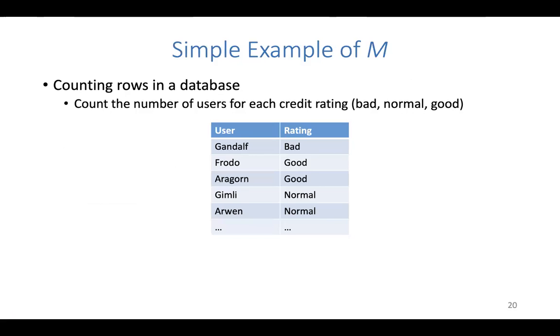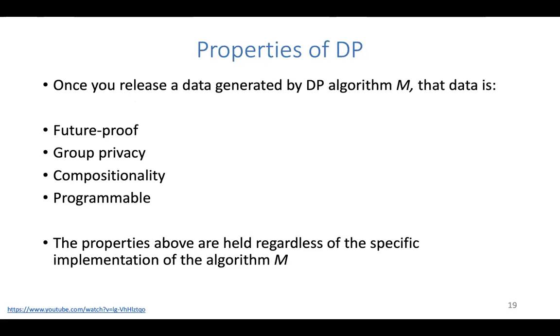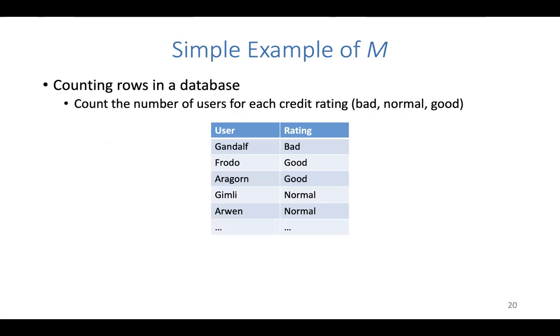So let's take a look at what kind of algorithm M is epsilon differential private. So far, these were all concepts, abstract descriptions of the algorithm M. So we can take a look at some concrete example of M. Our setup is counting rows in a database. Simply, it's just row counting. In this specific example, we're counting the number of users for each credit rating.